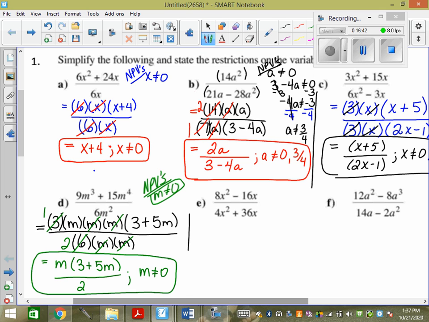For E, x cannot equal the NPVs. Would it be wrong since it's not the actual variable? Yeah, it will be wrong. Sad, hey?